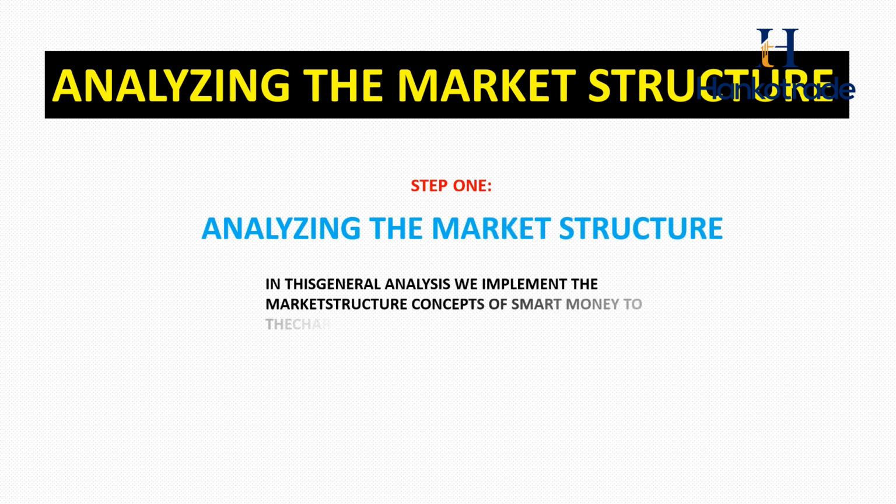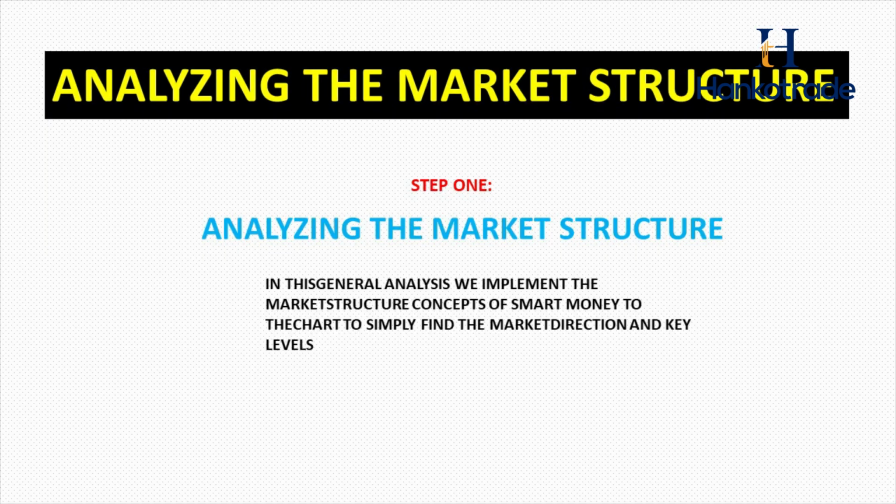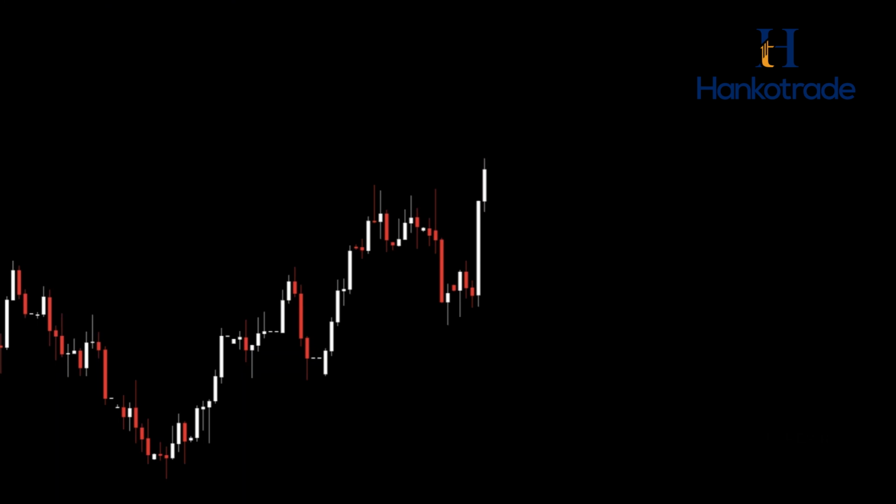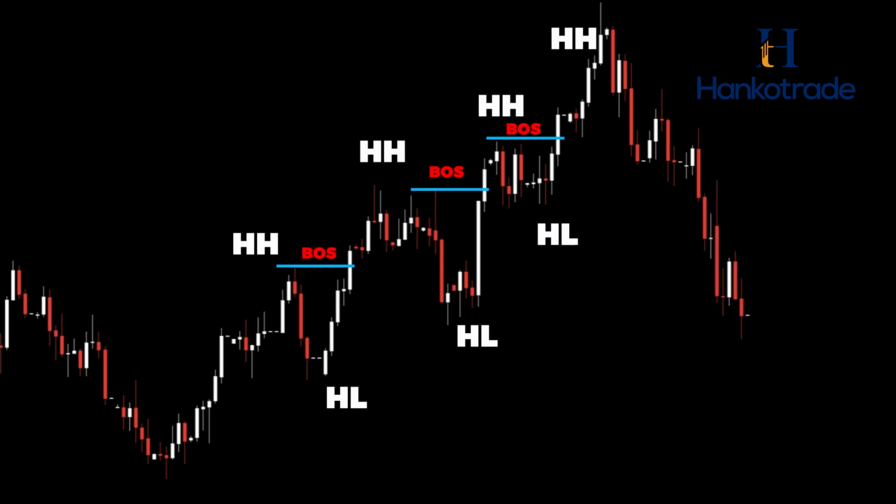In this general analysis, we apply the market structure concepts of smart money to the chart, aiming to simply determine the market direction and key levels. In an uptrend, the price consistently forms higher highs and higher lows, breaking the market structure to the upside. As traders, we prefer to trade with the dominant uptrend because it increases the likelihood of success. However, this process continues until we observe a change of character, which indicates a potential reversal.